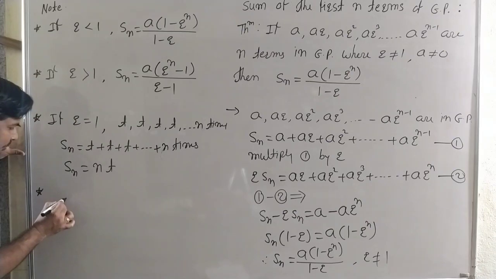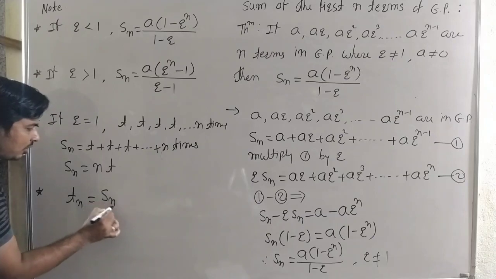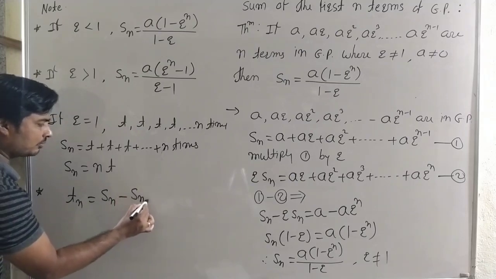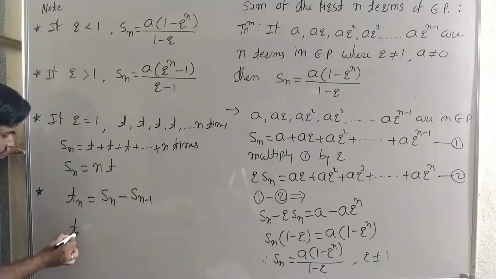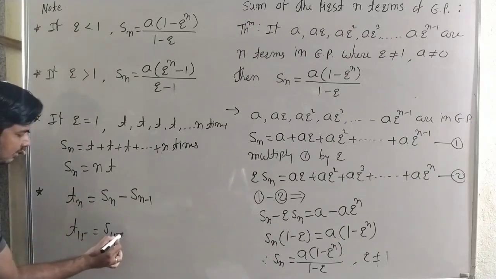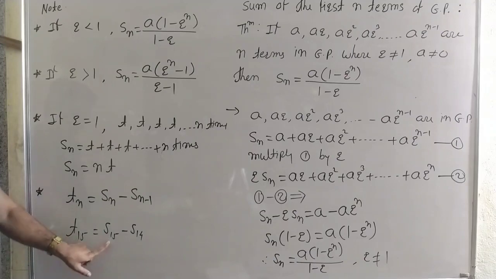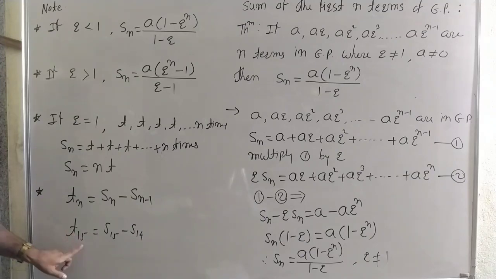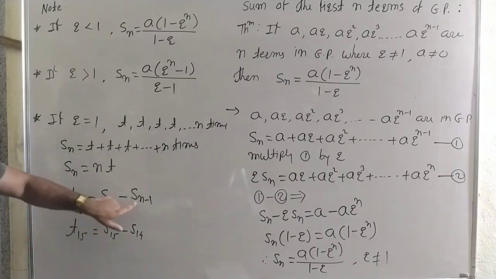Now see carefully, when we find the nth term, it is the sum of the first n terms minus the sum of the first n minus 1 terms. For example, t15 is s15 minus s14. Similarly, when we find the term 20, t20 is equal to s20 minus s19. So tn is equal to sn minus sn minus 1.